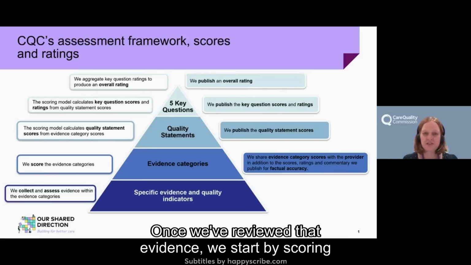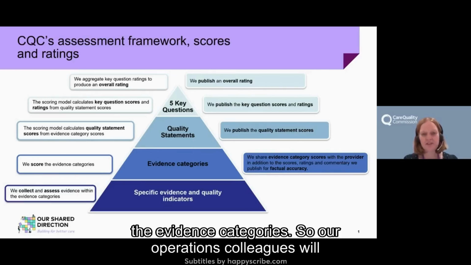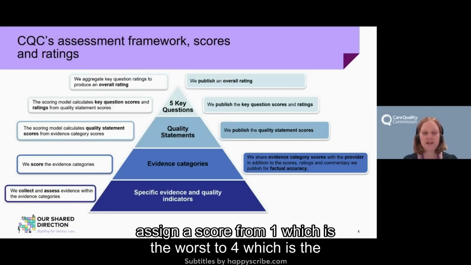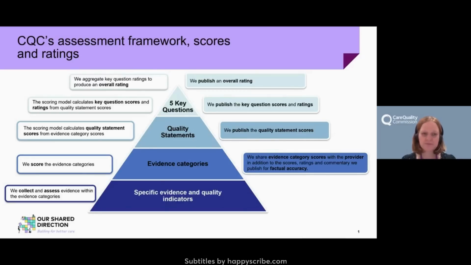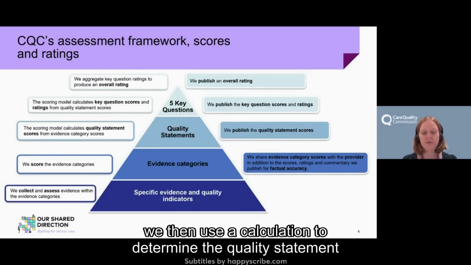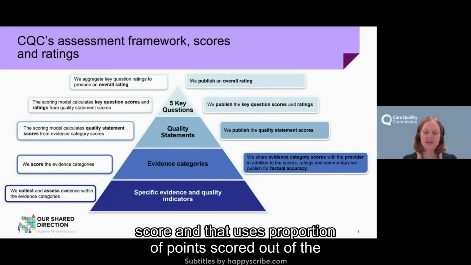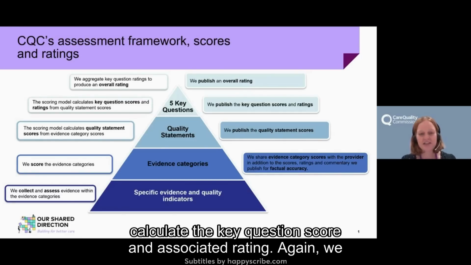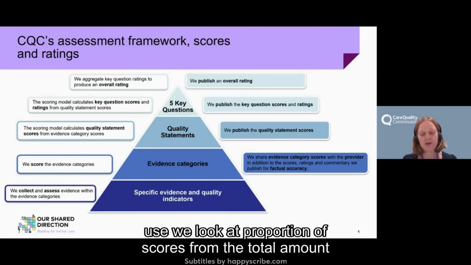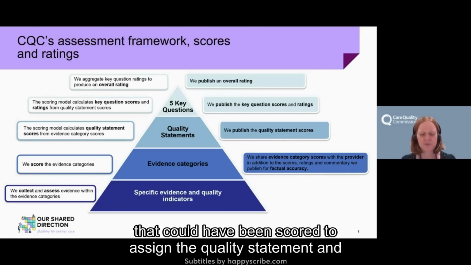Once we've reviewed that evidence, we start by scoring the evidence categories. So our operations colleagues will assign a score from 1, which is the worst, to 4, which is the best, to each of the evidence categories which are required for a quality statement. Once those have been scored, we then use a calculation to determine the quality statement score, and that uses proportion of points scored out of the total points available. Once we have the quality statement score, we then calculate the key question score and associated rating. Again, we look at proportion of scores from the total amount that could have been scored.